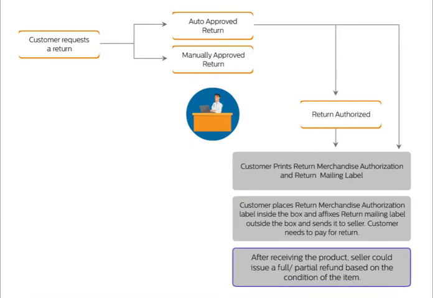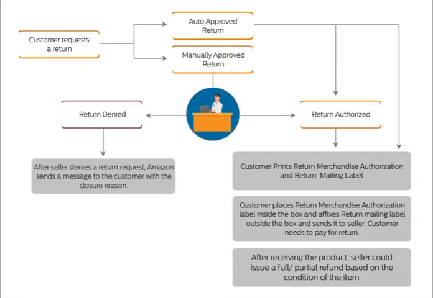After receiving the product, the seller may choose to issue full or partial refund based on the condition of the item. The second option is to manually approve each return request received from different customers. In this situation, the seller can choose to authorize or deny the refund request. If the seller chooses to authorize the refund, the customer will have to follow the same process shown before. If the seller chooses to deny the refund request, then Amazon will send an email message to the customer with the reason for the closure.